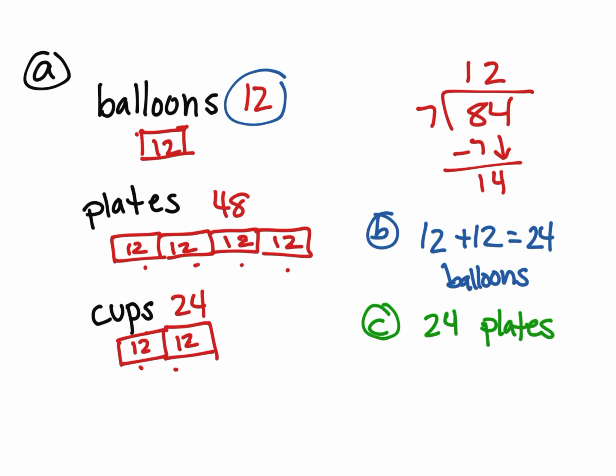And then it says if all but 4 cups were used, how many cups were used? We're going to take 24 cups, and we're going to subtract the 4 that weren't used, for 20 cups. 20 cups.